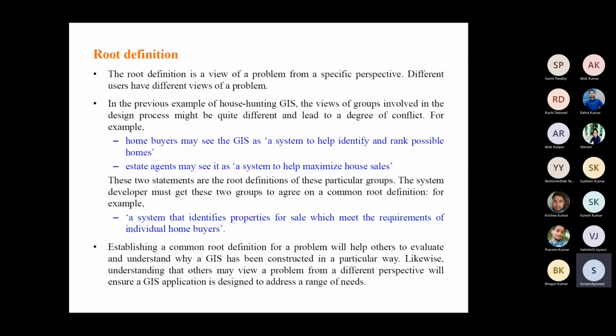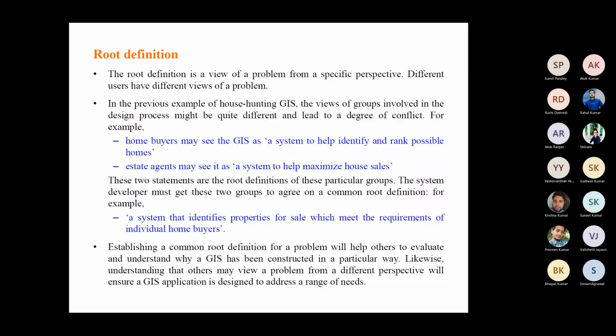It is given by different people, all the players who are involved in that GIS. Once the definitions from all the stakeholders have been collected, after that one common root definition is given for the system. Like, GIS is a system that identifies properties for sale which meet the requirements of individual home buyers. So such a common root definition is needed in any system.